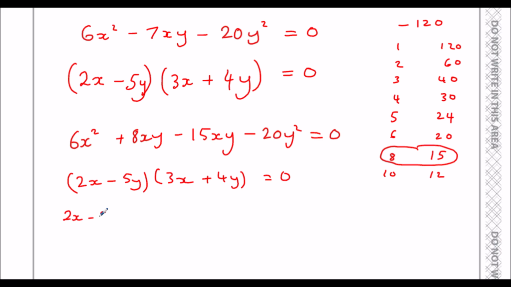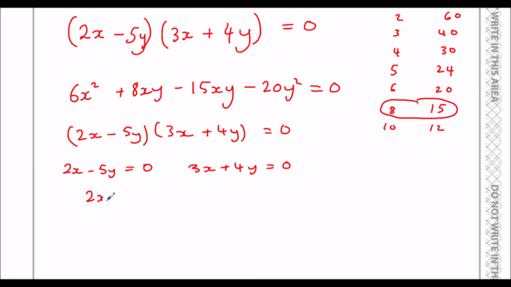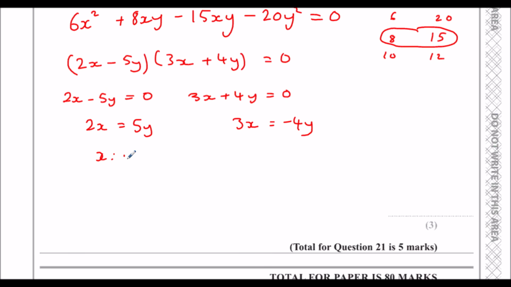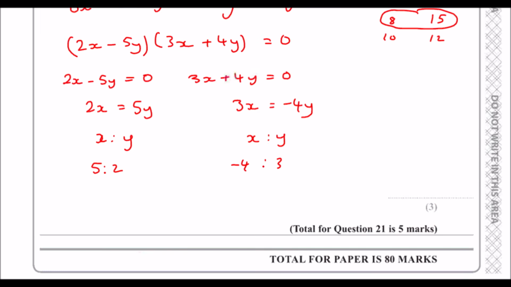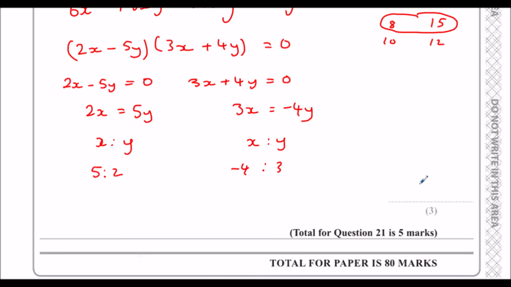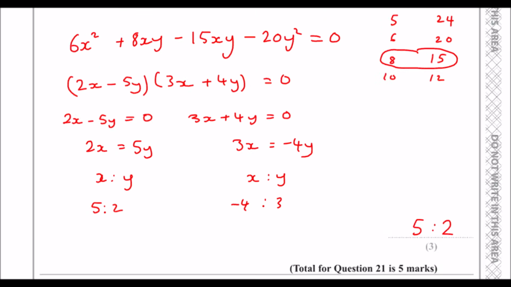So 2x minus 5y equals 0, or 3x plus 4y equals 0. So 2x equals 5y, or 3x equals negative 4y. So we can say x to y, switching them over, is 5 to 2, or x to y is negative 4 to 3. Now we were told x and y are both positive, so it must be the 5 to 2. So x is 5 parts and y is 2 parts.